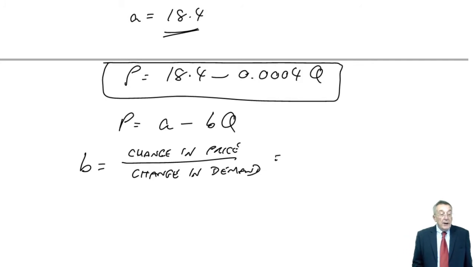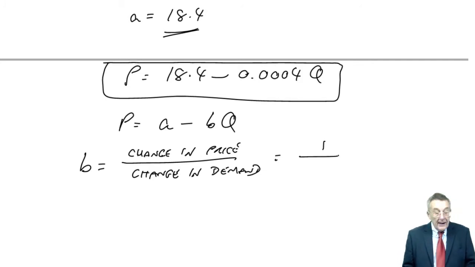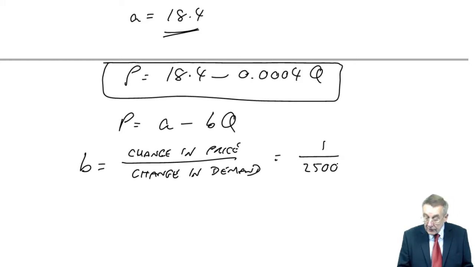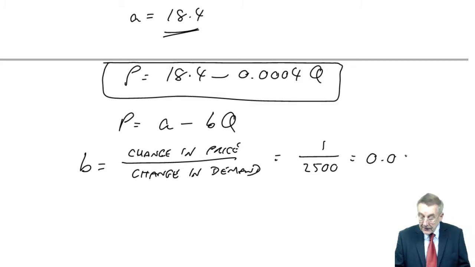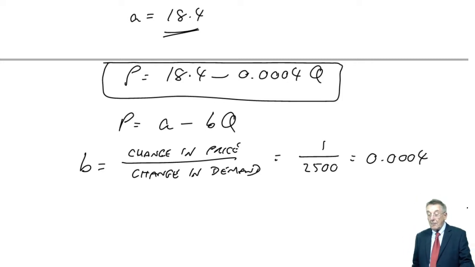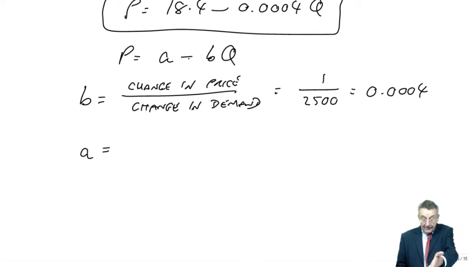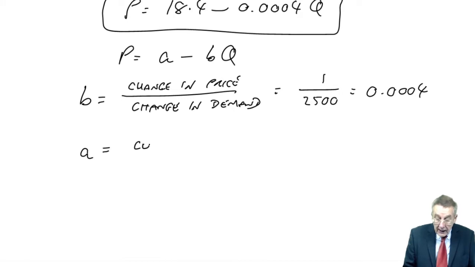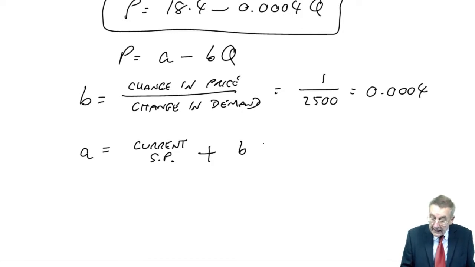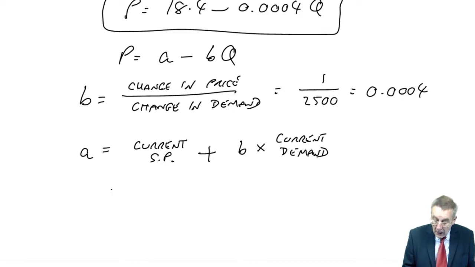And so here it said, for every $1 change in price, the demand changed by 2,500. 1 divided by 2,500 is 0.0004. A, again, I'm only writing down effectively what I just did in my arithmetic, but A is always the current selling price plus B times the current demand. And so the current selling price is 12.